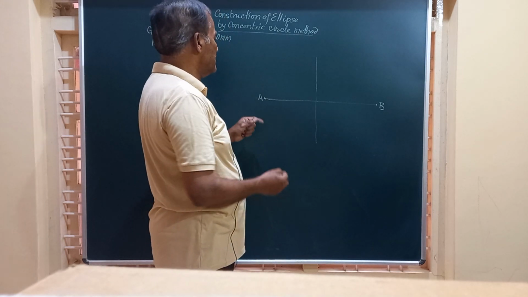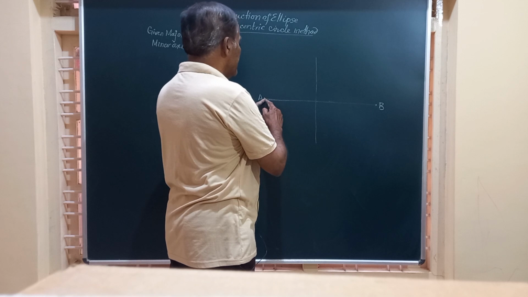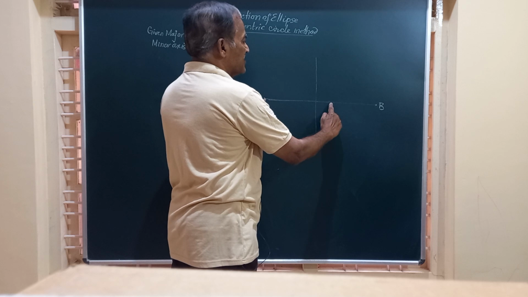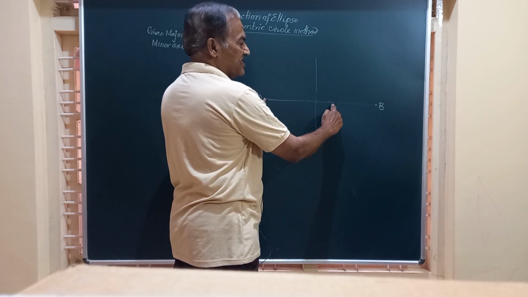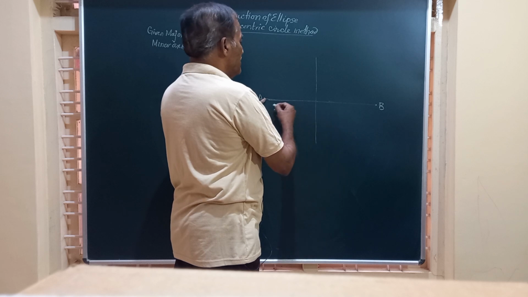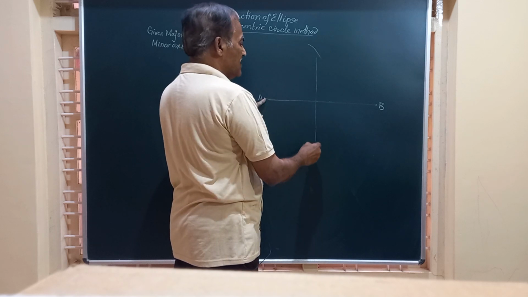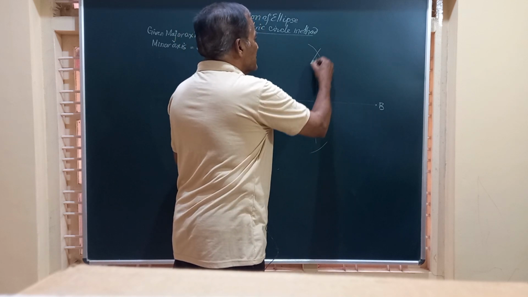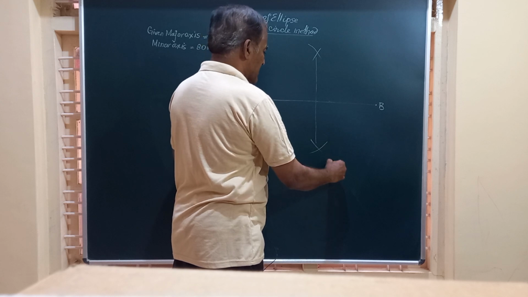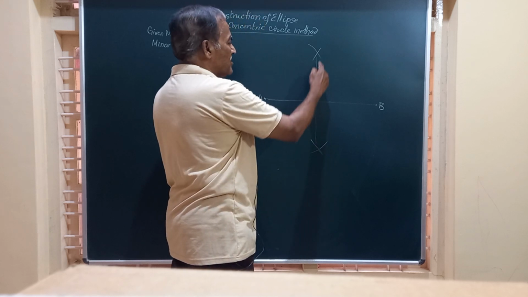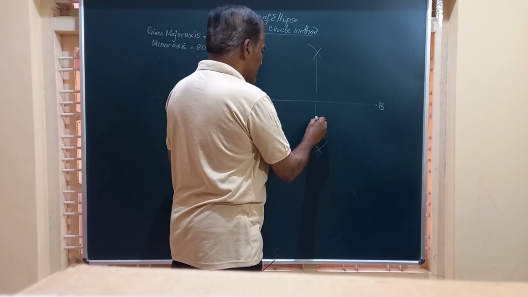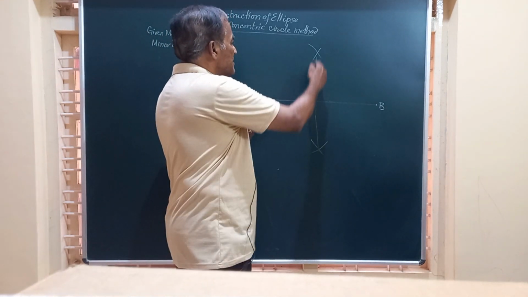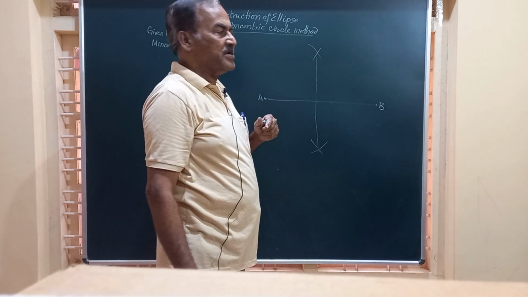How to construct that, friends? Now look here. You can take A as center and a radius more than half of AB, say this length. Say this is 60 plus maybe 20, 80, something like that. You just draw an arc on both these sides. And similarly, with B as center, with the same radius, you draw another arc. These two arcs cut here, and we are going to have the minor axis marked along this. This is the perpendicular bisector of the major axis.